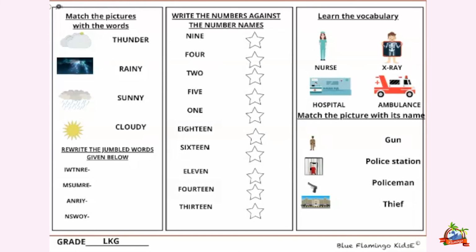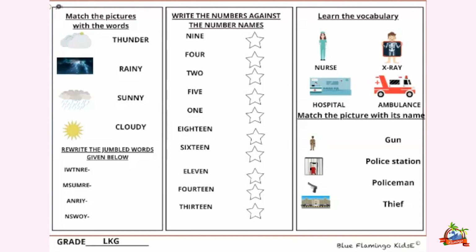In this we have to write the number for their number names. Now let's move to the last section, which is EVS. Learn the vocabulary. In this, what we have to do is we have to learn these words. There are 4 words which are related to hospital.